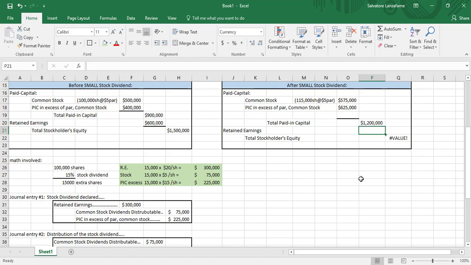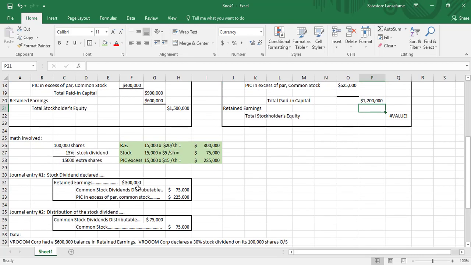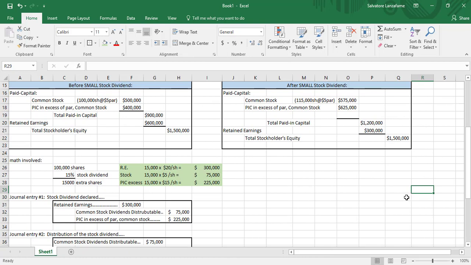As far as your retained earnings goes, if you remember this first entry, we debited retained earnings. So whenever you debit an equity account, it goes down. So we started out with 600,000 and we're subtracting the 300,000 that we debited retained earnings for, and look at the similarities between before and after. Before the small stock dividend and after the small stock dividend.